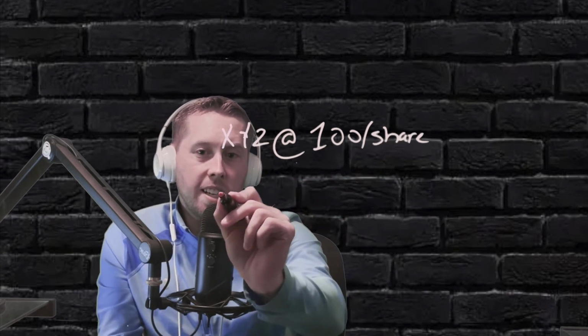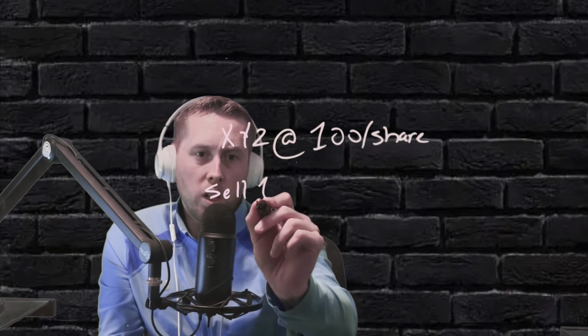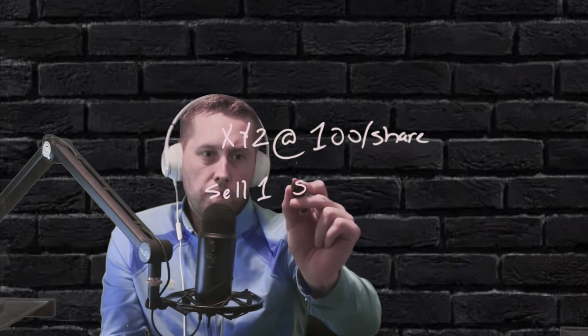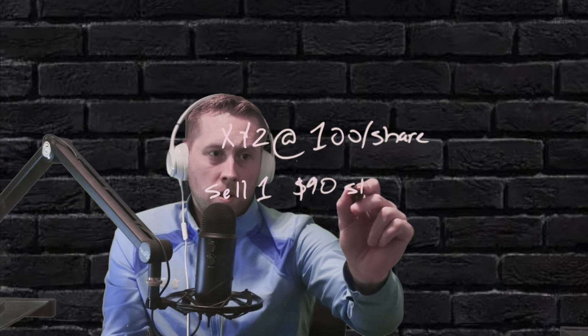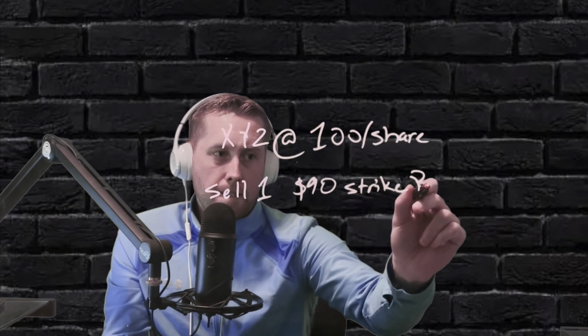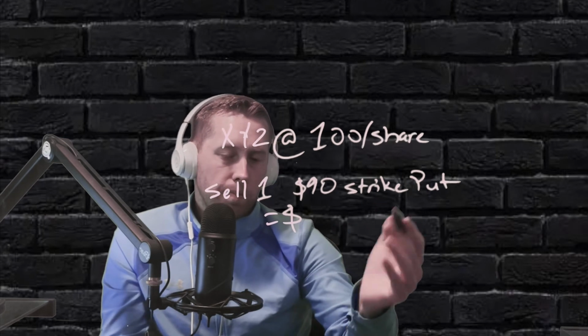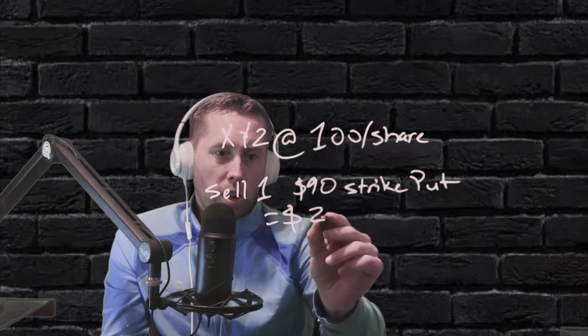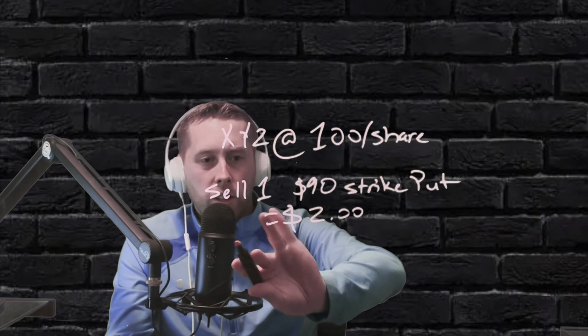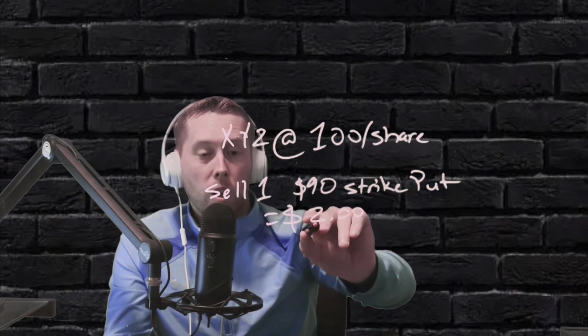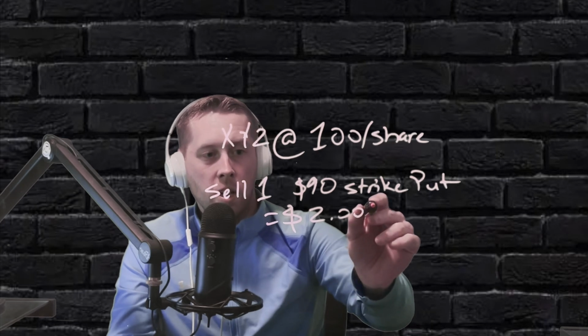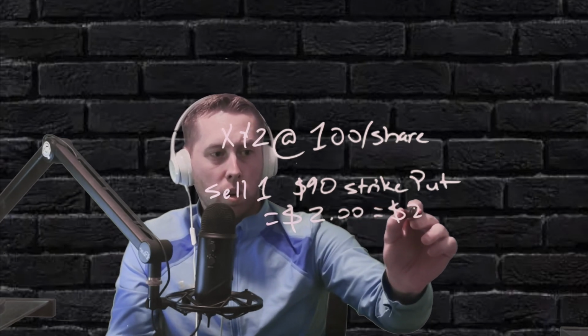So let's say we have XYZ stock, and it's trading at $100 a share. Excuse my handwriting. And we're looking to sell a 90 strike put, and we'll receive about, let's say, $2. Now remember, when you're quoting this stuff, an options quote is $2, but it's $2 times 100 because it's on a per share basis. So that would mean you're going to collect $200 in premium.